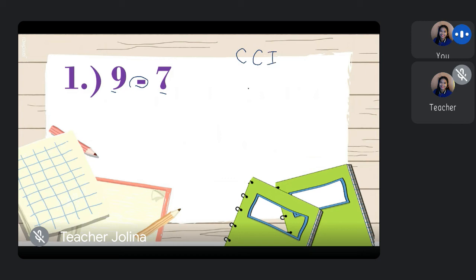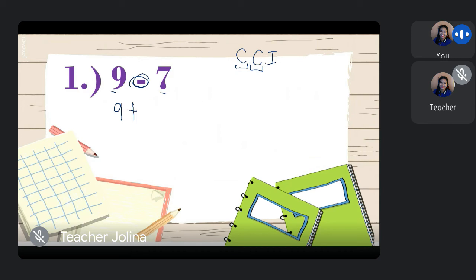So, C stands for copy. So, meaning you're going to copy the first integer. Okay? So, here, 9 minus 7, the first integer is 9. Okay? And then after nun, another C stands for change. Okay? It means change the operation subtraction into addition. So, kung minus to, change natin siya into addition. That is the meaning of the second C natin.